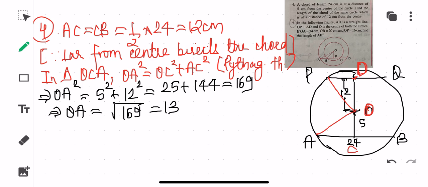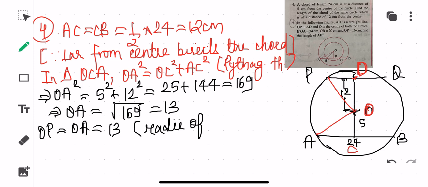So you found out what? You found out the length of OA. Now you will be writing that OP is equal to OA is equal to 13. Why? Because both of them are the radii of the same circle. So this is the reason why both of them are equal. Radii of same circle. So OP is equal to OA is the most important step in this particular question, children, because that only will help you to find out the length of the chord PQ.